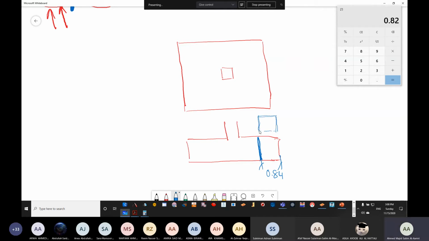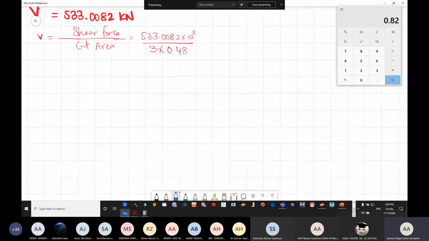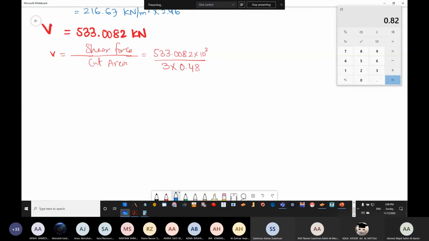Because normally we calculate the stresses in Newton per millimeter square, so even that one will be shifted to millimeter. So 3,000, and then how much is the other area? 480. Once again, it depends on which unit you will be calculating.